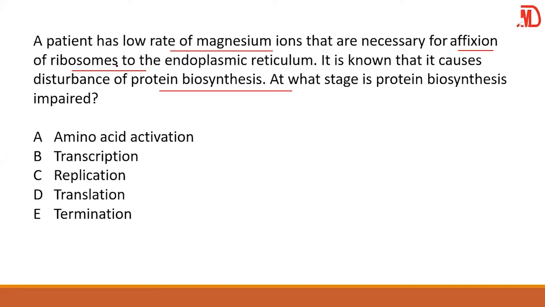So therefore, if there is a prevention of the attachment of ribosomes to this endoplasmic reticulum, what it means is that translation cannot take place. So therefore, translation will be impaired. Again, transcription takes place inside the nucleus. But over here, we are talking about the cytoplasm, because endoplasmic reticulum is found inside the cytoplasm, not the nucleus. And again, before translation will take place, ribosomes must be attached to the endoplasmic reticulum. All right.